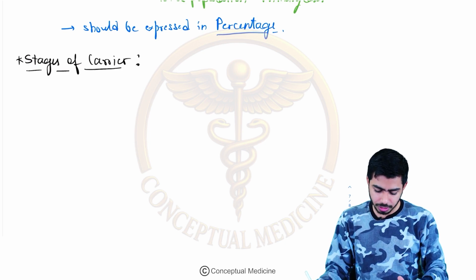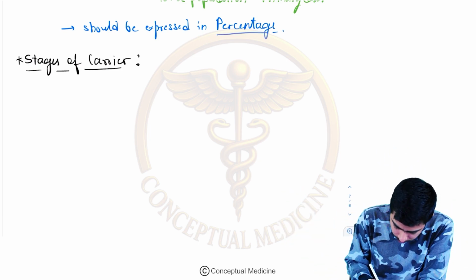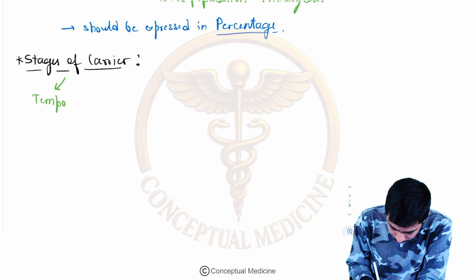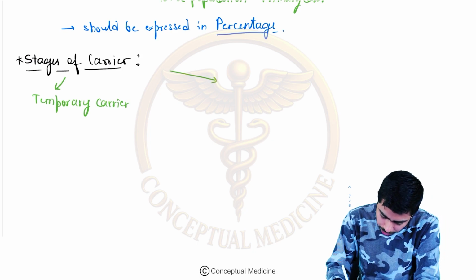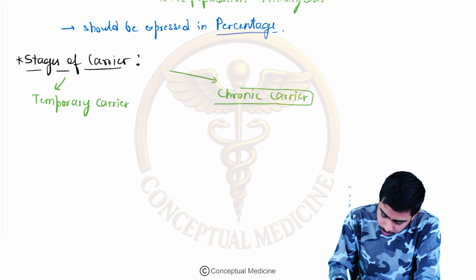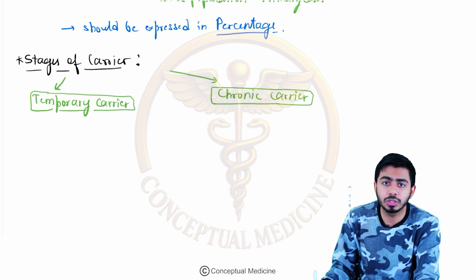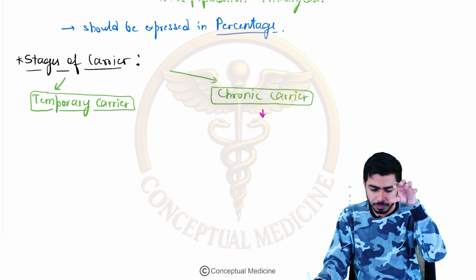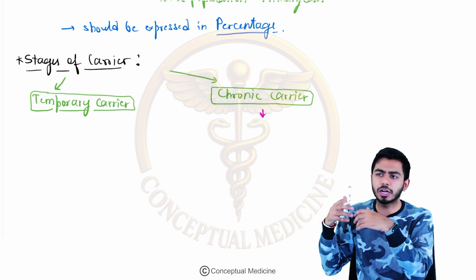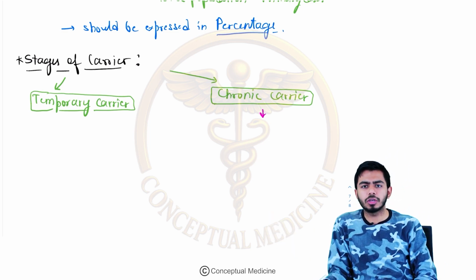In the carrier, basically there are two types of carrier. One is the temporary carrier and one is the chronic carrier. First let me define the chronic carrier here itself, and then we'll talk about the further subtypes of the temporary carrier, which has more subtypes. Chronic carrier means this particular case can shed the infection, can transmit the infection, for more than 3 months, or sometimes we say more than 6 months.